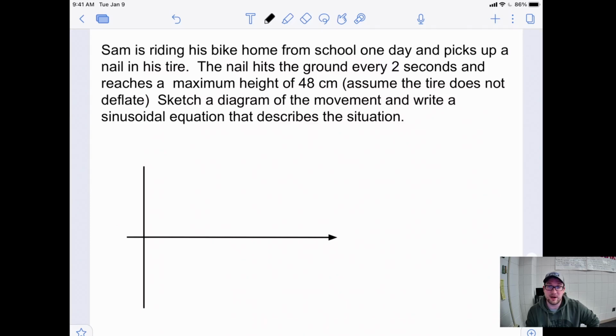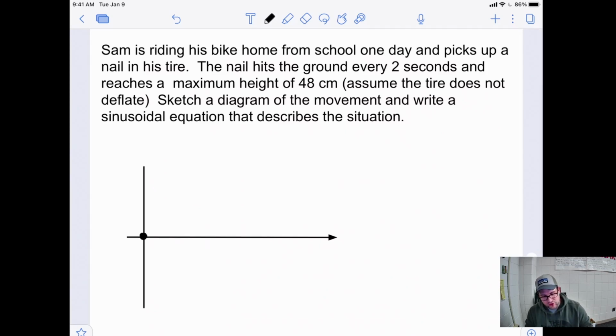The maximum height of the nail would be 48 centimeters. We're just going to assume that the tire does not deflate. Sketch a diagram of the movement and write a sinusoidal equation that describes the situation. Remember, that means sine or cosine. So we're going to start our situation here with the nail hitting the ground.